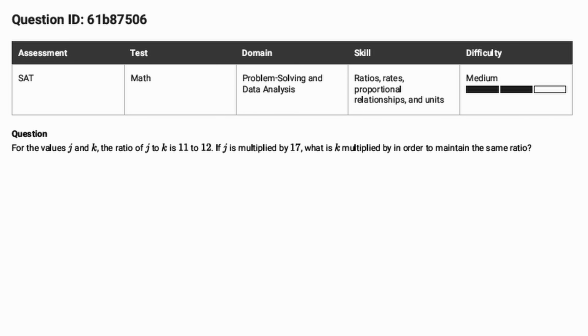Alright, so this is almost a trick question because you have to identify that it says multiplied. To maintain the same ratio, you have to multiply it by the same thing, or else it won't be the same ratio anymore. So this can trip a lot of people up because they can start trying to go through proportionality and stuff. No, you guys don't need any of that. Just multiply by 17, and that is what the question's asking. So 17 is the correct answer here.